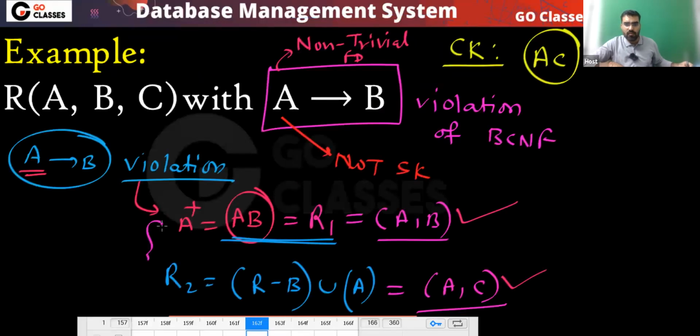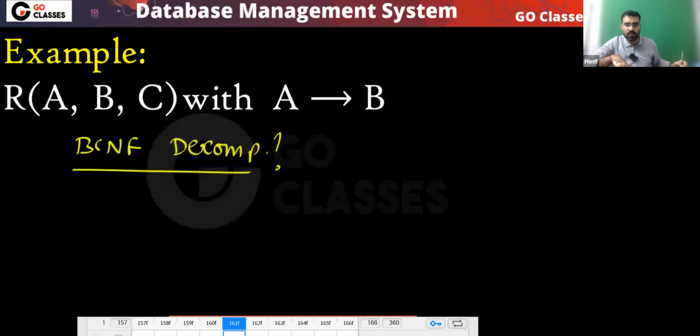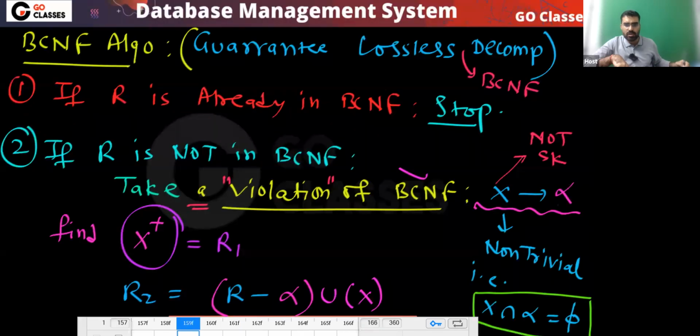Why can you guarantee it is lossless? What is the reason you can guarantee it is lossless? Anyone want to tell me what is the guarantee that it will be lossless? Because the common thing, this LHS, is a super key in R1. Agree or not? Yes or no? Very simple point I'm saying, that in this algorithm, what you are doing, you can notice that.